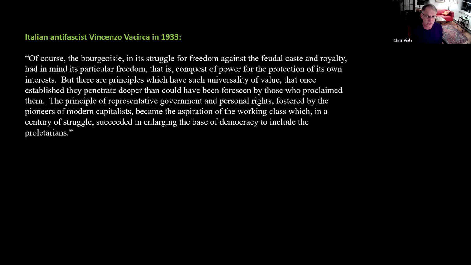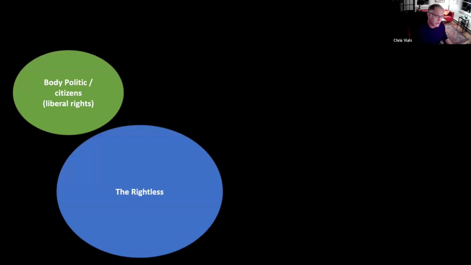Now, this is in certain ways a generous reading of liberalism, one that stresses how it has sometimes operated historically. Even though it begins with a narrow electorate, those from outside of that electorate sometimes push for rights and push to enlarge the circle of the body politic and enlarge the citizenry through struggle. And that always comes from the people who are excluded to begin with, right? So liberalism can sometimes be flexible.